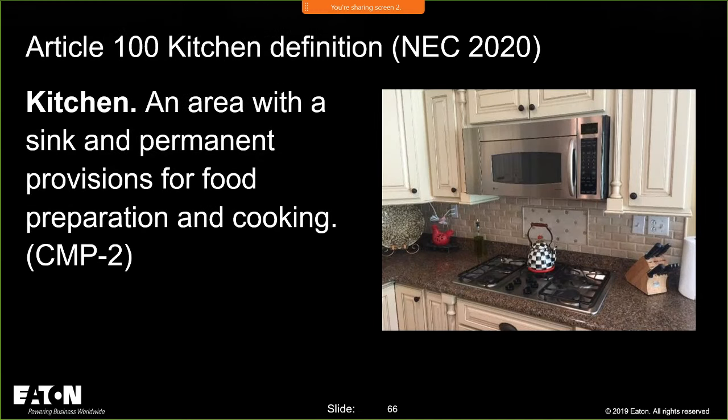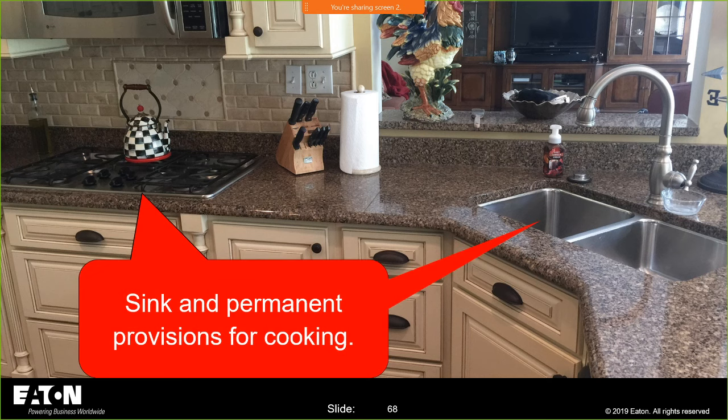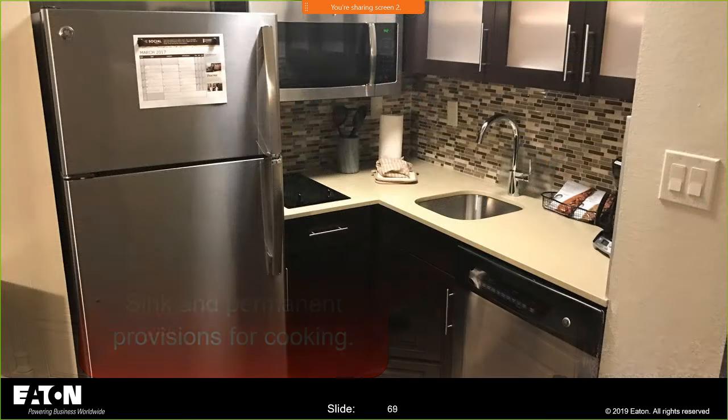But here's the difference. There's a big difference. So what constitutes a kitchen? A kitchen needs to have a sink and permanent provisions for cooking. That's what the definition of a kitchen says. This is an example of a sink and permanent provisions for cooking.